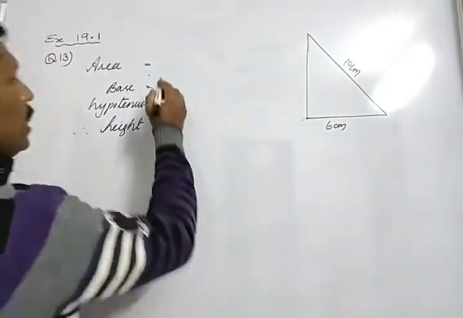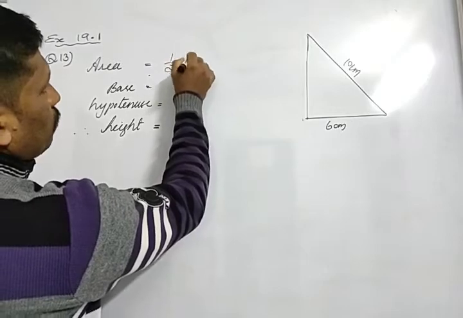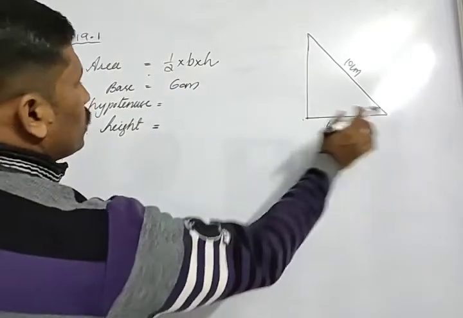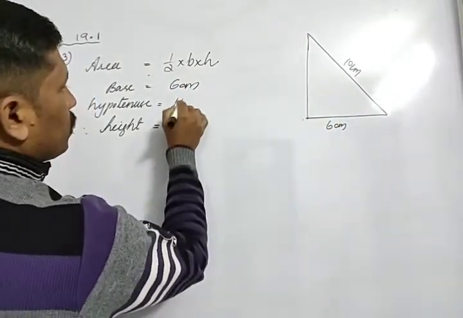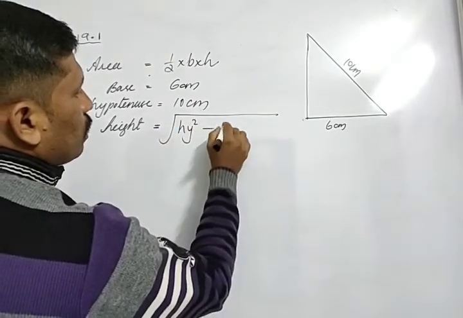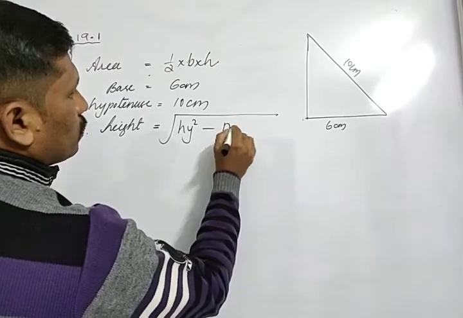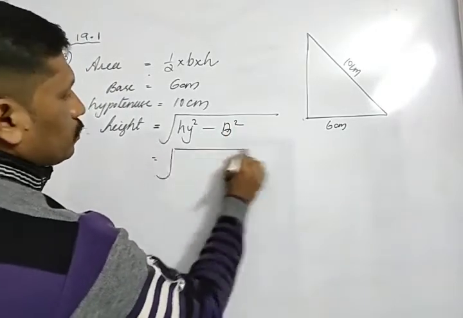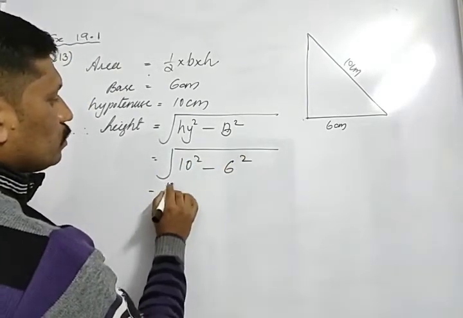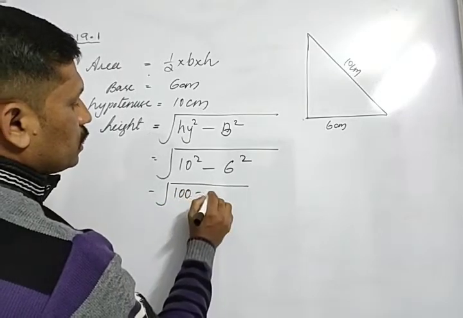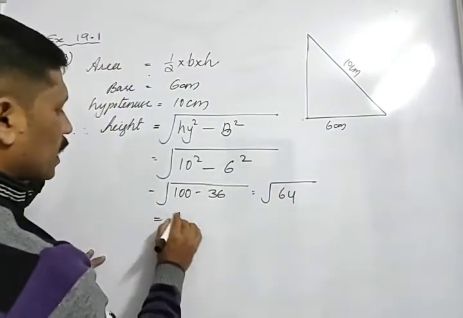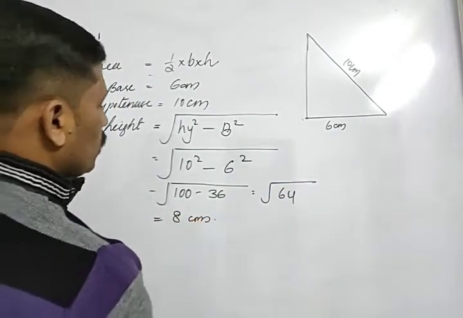So listen here, area of the triangle is equal to half into base into height, and the base is equal to 6 cm. Here we know that base is 6 cm and hypotenuse is given as 10 cm. Therefore, height is equal to root of hypotenuse square minus altitude square, or base square. That is equal to root of 10 square minus 6 square, that is root of 100 minus 36, that is equal to root of 64. Root of 64 means 8 centimeters. So height is equal to 8 centimeters.